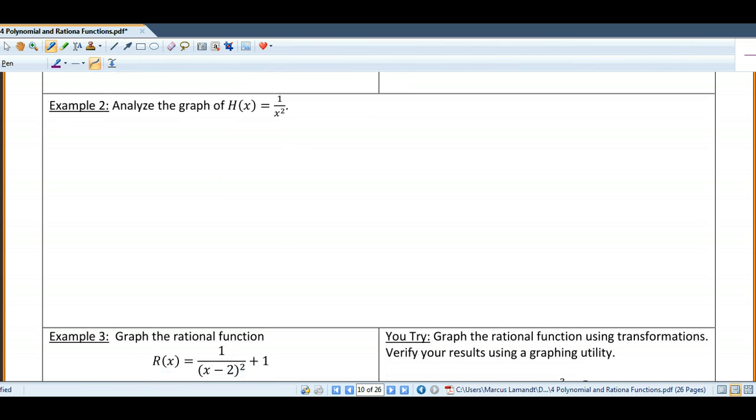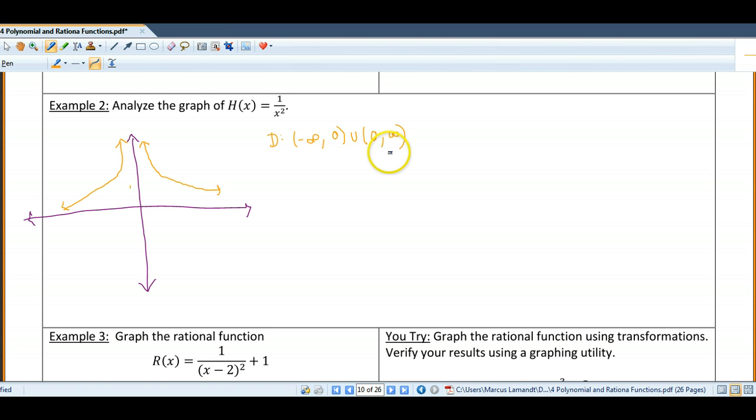Alright, example 2. Analyze this graph. If you graph it on your calculator, it looks something kind of like this, except it's a little more symmetrical and a little bit more neatly drawn. The domain, write this down, the domain is all real numbers except x equals 0. So we've got from negative infinity all the way to 0, and from 0 to infinity. There's no x-intercept and no y-intercept.